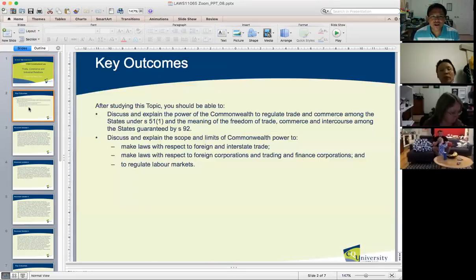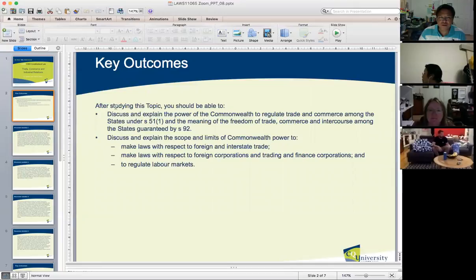So tonight, in terms of the key outcomes, after studying this topic, you should be able to discuss and explain the power of the Commonwealth to regulate trade and commerce among the states under Section 51(1) of the Constitution and the meaning of the freedom of trade, commerce, and intercourse among the states guaranteed by Section 92 of the Constitution. You should also be able to discuss and explain the scope and limits of Commonwealth power to make laws with respect to foreign and interstate trade, make laws with respect to foreign corporations and trading and finance corporations, and to regulate labor markets. So let's begin.